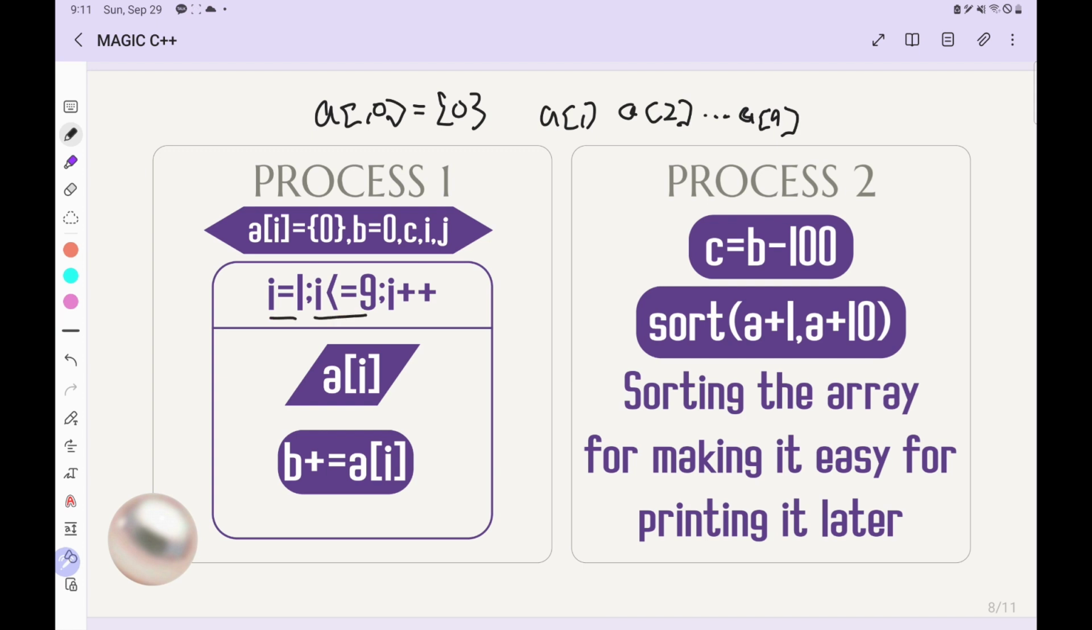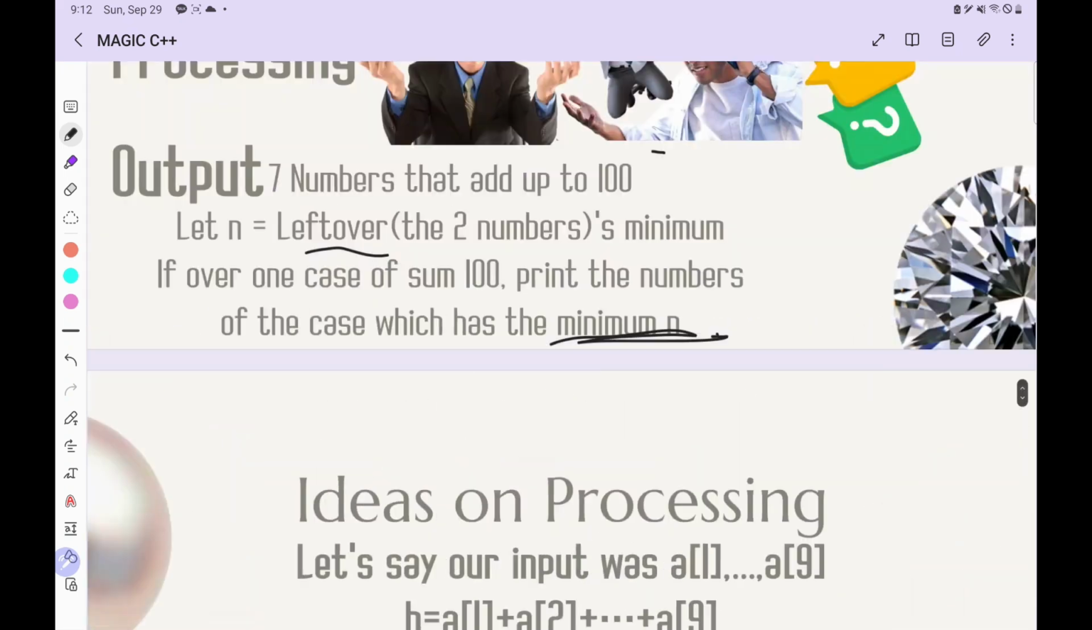I equals 1 to I equals 9, B plus equals AI. So we get inputted AI, and we add AI to B, and we reset B to 0, because we should start at 0 to make the sum, right? So we did process 1, and we're going to get back to process 2. C equals B minus 100, as we said here.